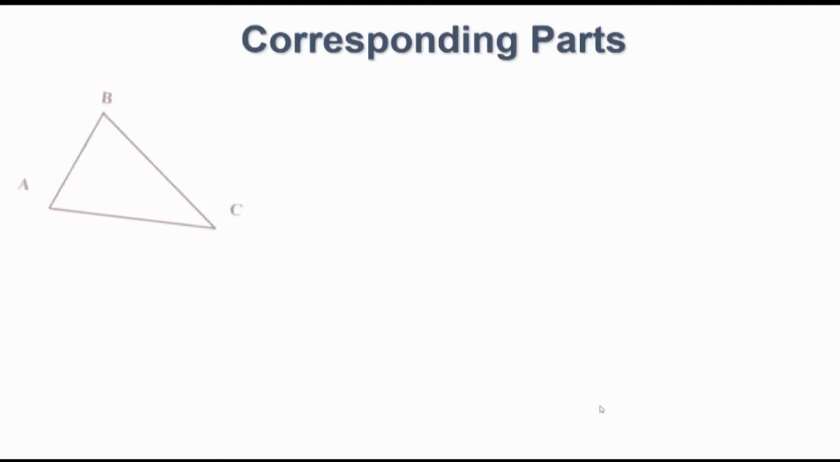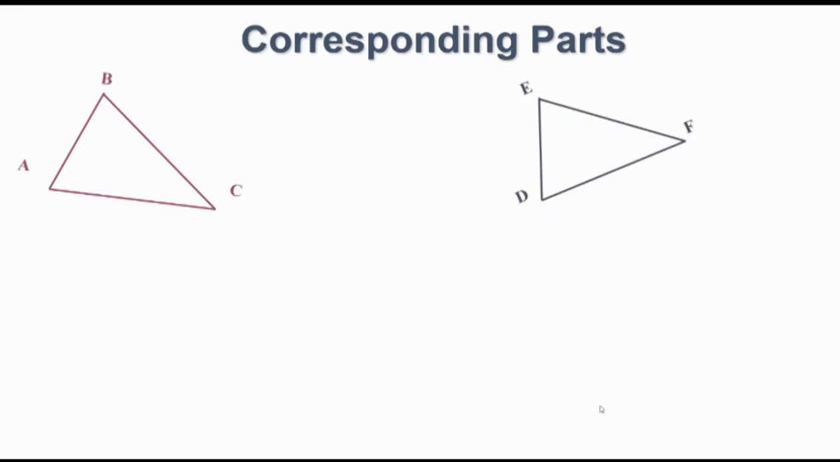So let's take a look at this triangle ABC, and another triangle DEF. Now the key point here is to identify the sides and find the corresponding side in the other triangle. We're going to start with this basic one.